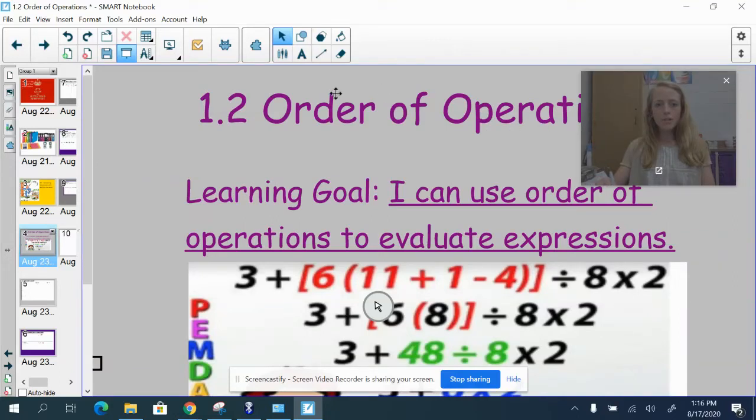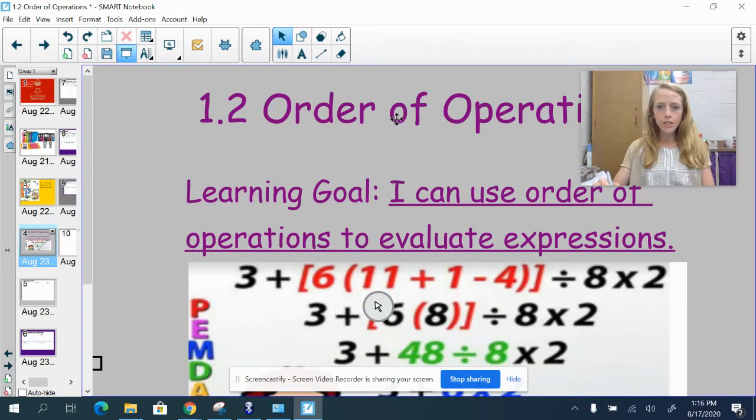Hey everyone, today I'm going to teach you about order of operations. First things first, go ahead and write down the title of this lesson, as well as today's date, as well as the learning goal at the top of your page. Pause for a minute if you need time to do that. Your learning goal is that I can use order of operations to evaluate expressions.